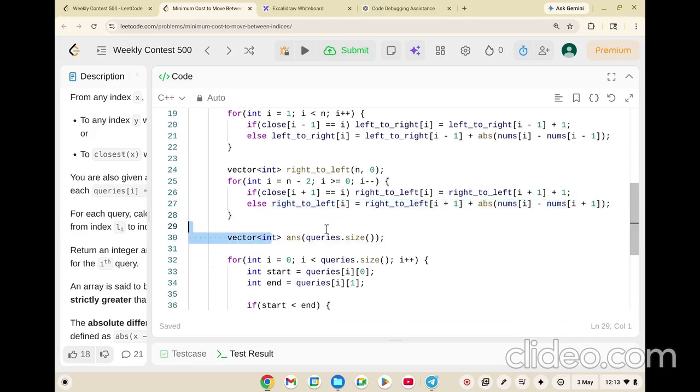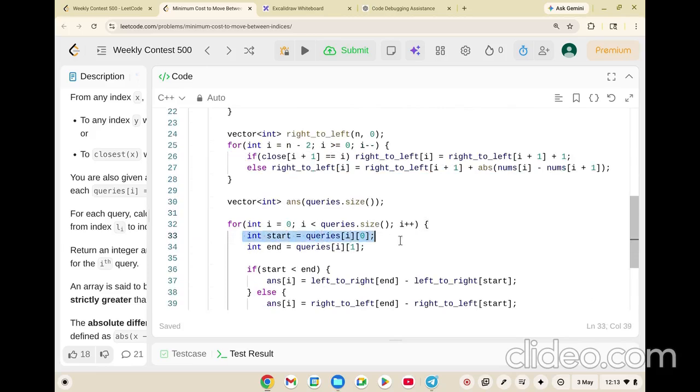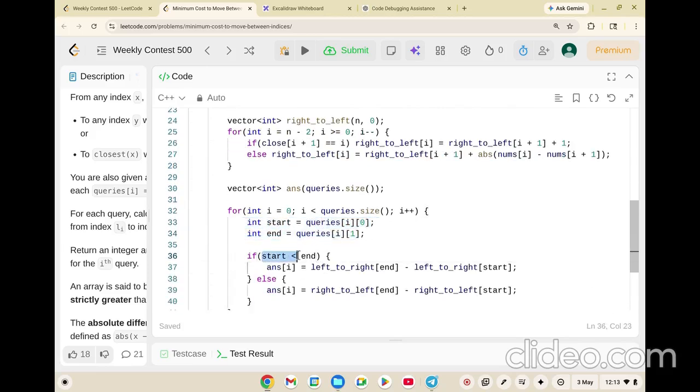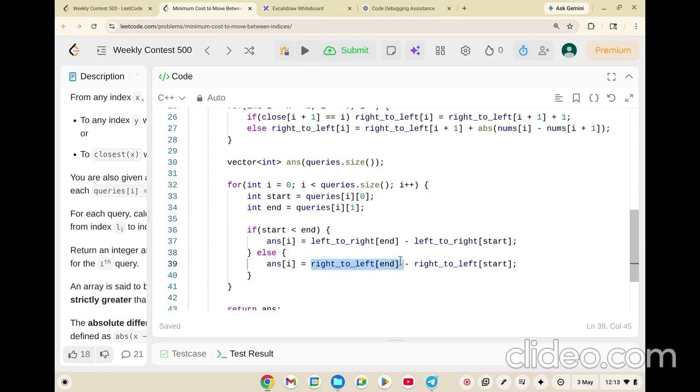Now we can create an answer vector and start traversing on all the queries. We have a start, we have an end. We will simply check if start is less than or equal to end. Means if start is, let's say, 0 and end is 3, that means you are traveling from left to right, and your answer will be calculated from left to right with the simple formula which we used earlier in our dry run as well. Else our answer will be calculated from right to left.